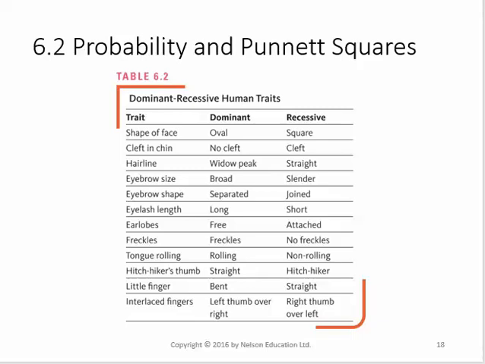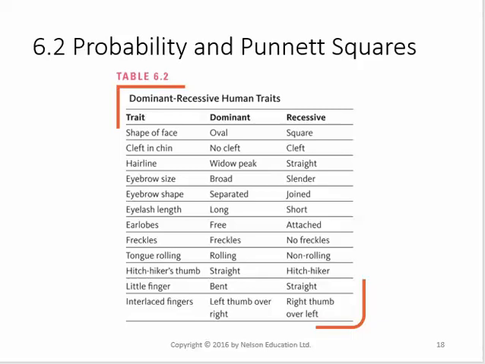This one is really cool, and it's amazing that it is a genetic thing. Interlock your fingers and then look at your thumbs where they come together. If your left thumb goes over the right thumb, that's the dominant trait. If your right thumb is over the left thumb, it's the non-dominant trait. So do that and then go the other way and see how uncomfortable it is. It's really weird.